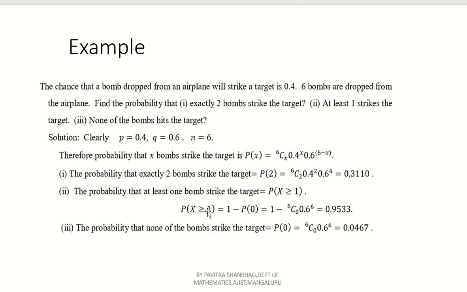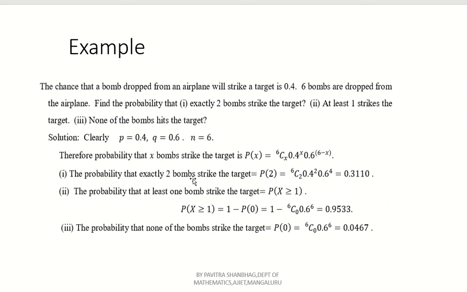So what is P of x greater than or equal to 1? 1 minus P of 0. That is 1 minus, what is P of 0? Just replace x with 0. 6C0, 0.4 power 0, that is 1. 0.6 power 6 minus 0, that is 0.6 power 6. If you simplify, you will get 0.9533.